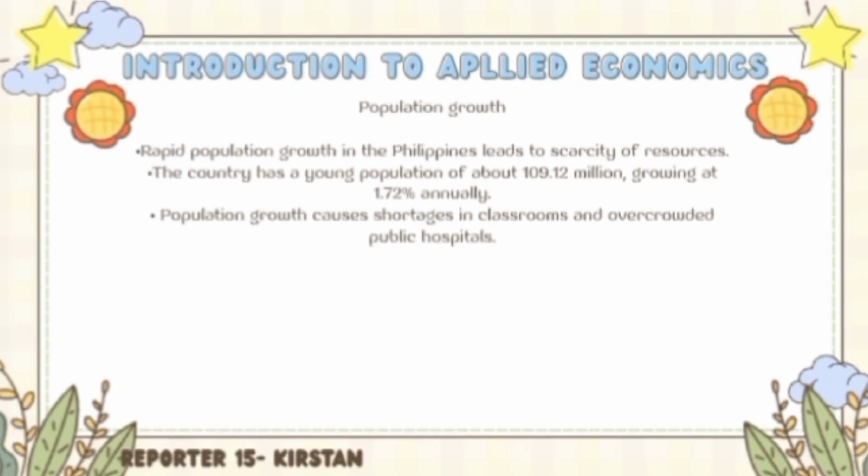Population growth. Rapid population growth in the Philippines leads to scarcity of resources. When the population grows very fast, there may not be enough resources like food, jobs, schools, and hospitals for everyone.